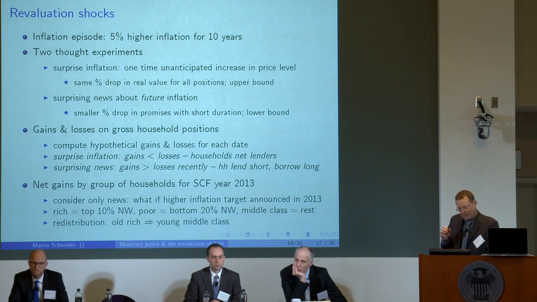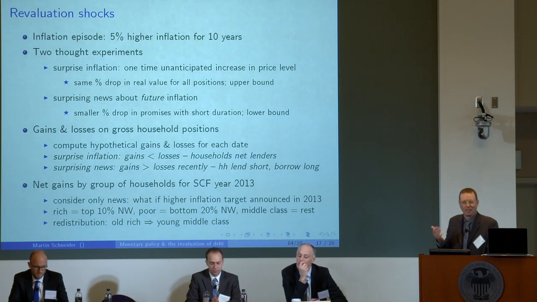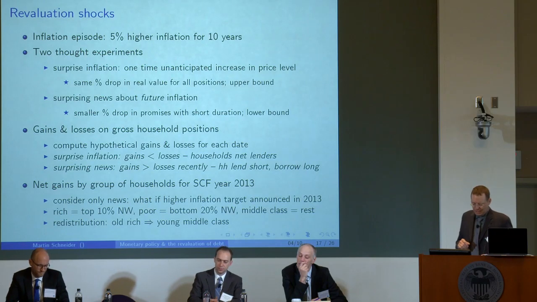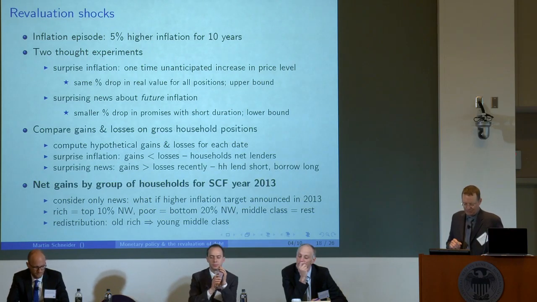And I'm going to slice the household sector by age as well as by net worth. For the picture, I'm going to call the rich the top 10% by net worth, and the poor will be the bottom 20%, and then the middle class is the rest. The main pattern that comes out is that this redistribution goes from relatively old rich people to young middle class. So here's what this looks like.